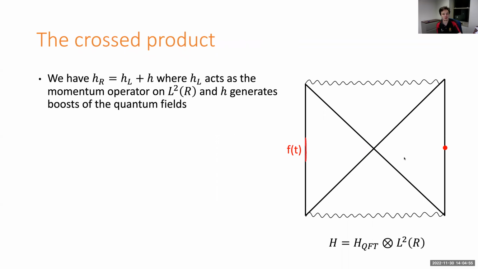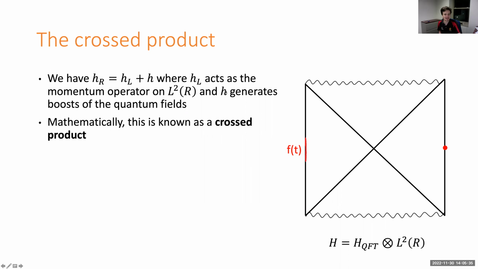Great. So what does little hr do? We can write little hr as little hl, the renormalized left ADM mass, plus this boost operator for the quantum fields. Little hl commutes with all the quantum field theory operators because we chose a gauge where the quantum field theory operators address the right boundary. So it doesn't do anything to H_QFT, and it generates translations of the time shift. It just acts as the momentum operator on L2 of R. H, meanwhile, generates boosts of the quantum fields.